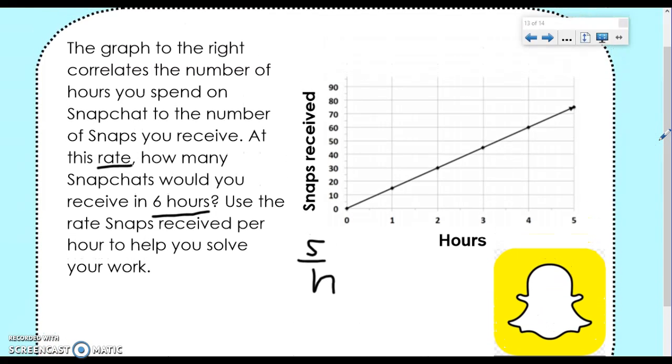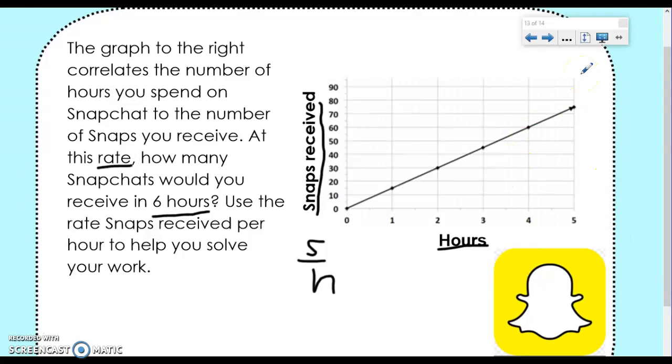It says the graph to the right correlates the number of hours we spend on Snapchat. So down here we have hours. Over here we have snaps received. So in 1 hour, this person receives 15 Snapchats, or snaps, I guess they call them. In 2 hours, a person receives 30 snaps. 3 hours, 45, 4 hours, 60, 5 hours, 75.